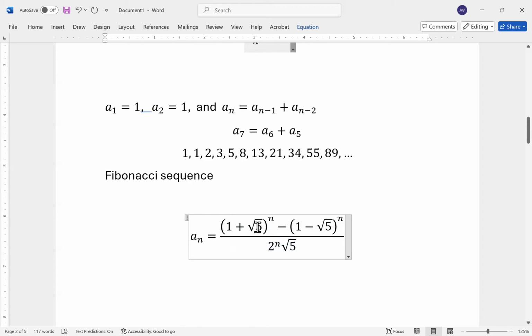And it turns out if you plug in 1 into this big ugly mess, you get 1. And if you plug in 2, you get a 1. And if you plug in a 3, you get a 2. If you plug in a 4, you get the number 3. You plug in the 5, you get the number 5. You plug in 6, you get an 8. You plug in a 7, you get a 13, and so on and so forth.